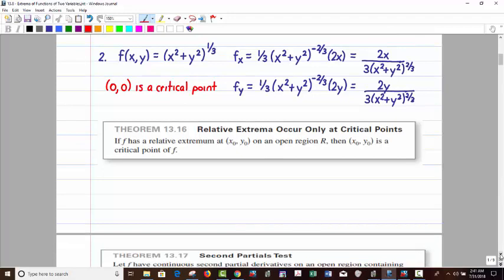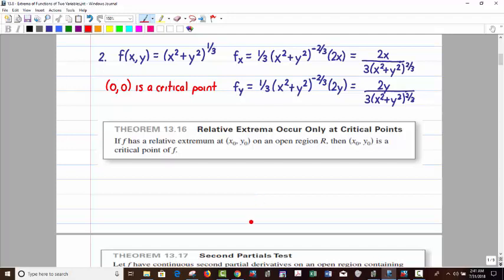And this theorem, also similar to single variable calculus in Cal 1, says relative extrema can only occur at critical points. Back then we would have said relative extrema only occur at critical numbers. So if f has an extremum at x0, y0 on an open region R, then x0, y0 is a critical point of f. The opposite is not true. In other words, all relative extrema, min or max, come from critical points, but all critical points won't necessarily produce a minimum or maximum.